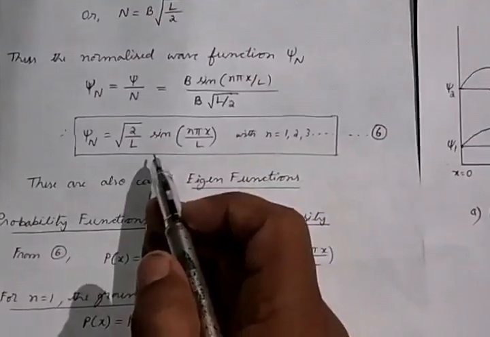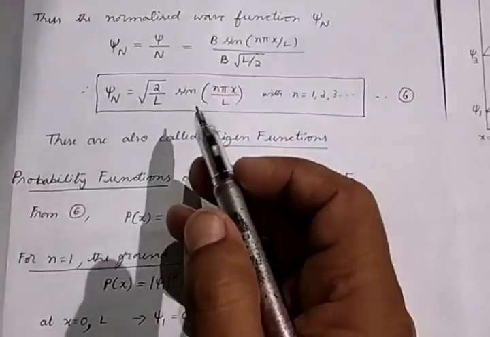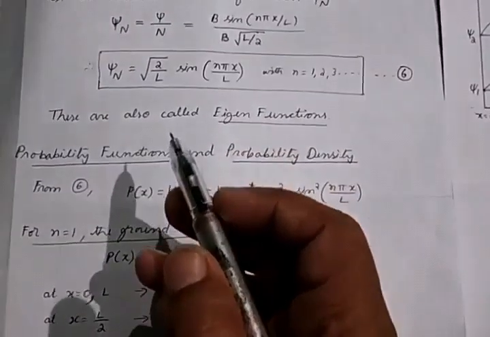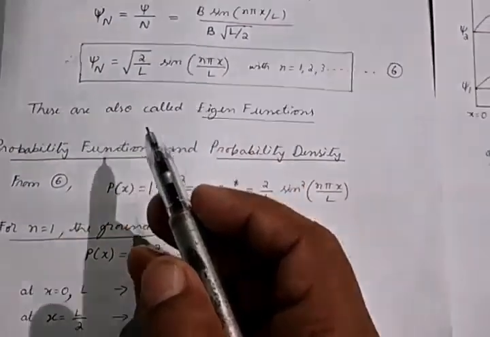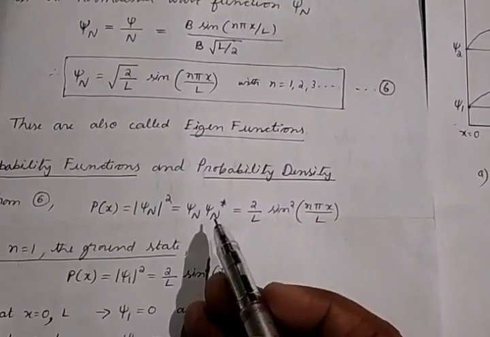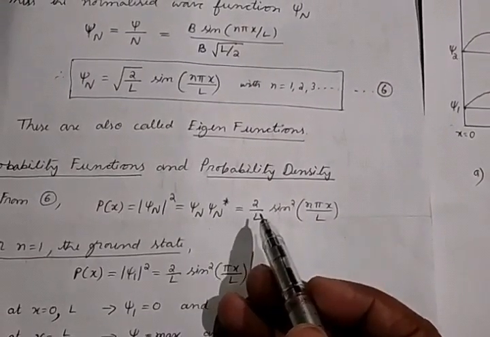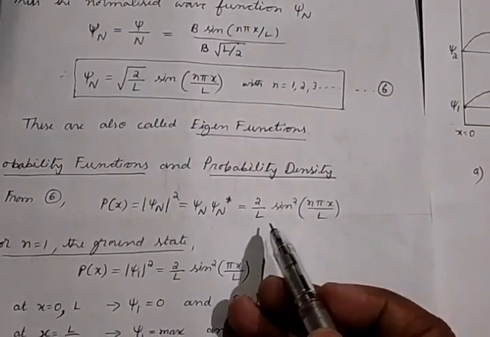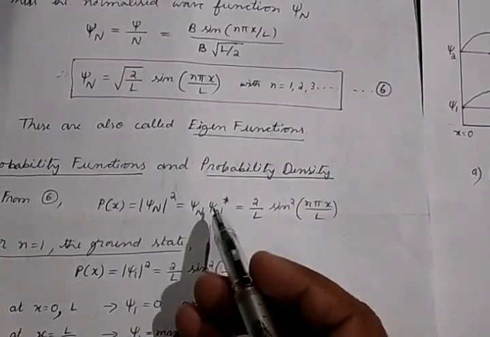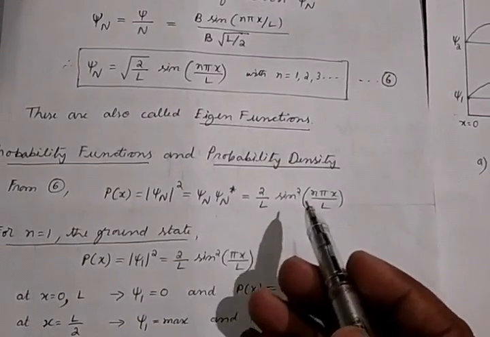Having discussed the normalized wave function for the particle in the one-dimensional potential well, now let us see what information we obtain using this normalized wave function about the particle in the potential well. For this we take the wave function psi n, and from that we can find the probability function p of x, which is given by mod psi n square, which is psi n into psi n star. Psi n is the wave function, psi n star is the complex conjugate, which here is 2 by L sine square of n pi x by L. This is because the given wave function psi n is a purely real function with no imaginary part. Therefore mod psi n square is simply the square of this function.